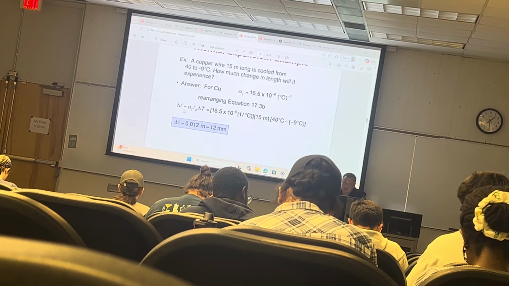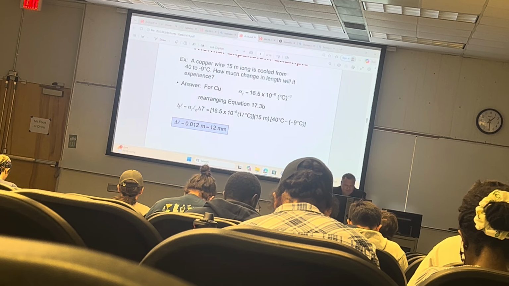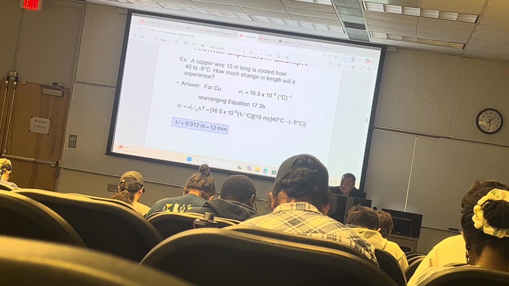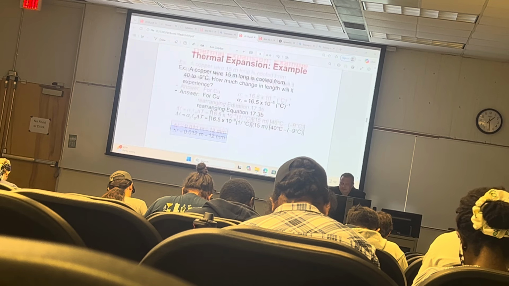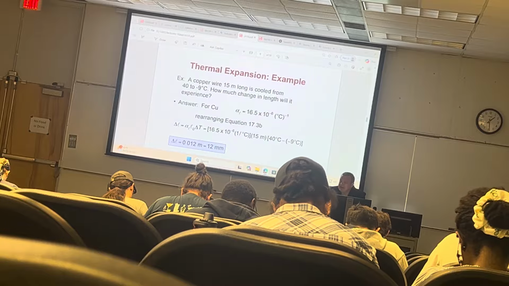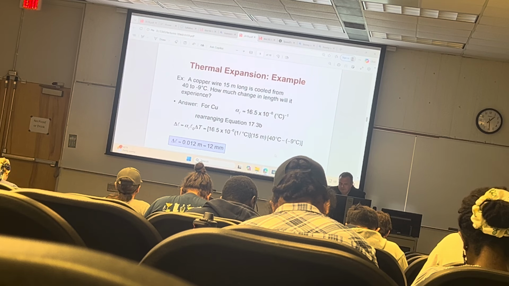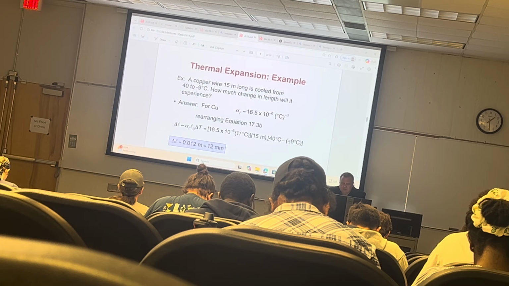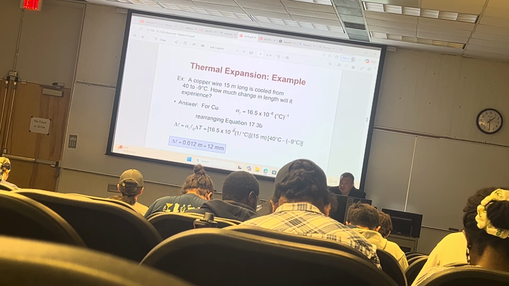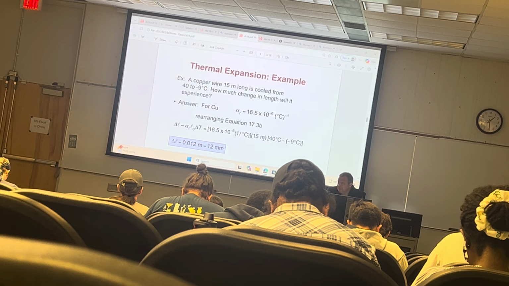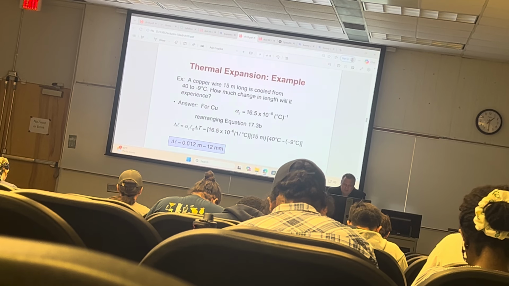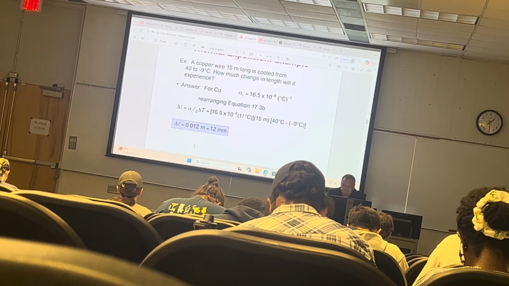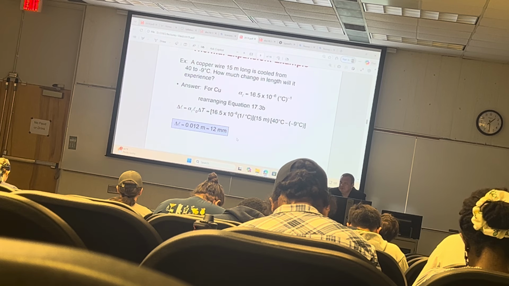So we can take the equation for the thermal expansion, and we can write that delta L is equal to alpha, the thermal expansion coefficient, times L0, where L0 is the original length, times delta T. Delta T from 40 to minus 9 is actually 49 degrees, because it's 40 plus 9. And then we get 16.5 times 10 to the negative 6 per degree times 15 meters, that's in SI units, times 49 degrees. That's going to give us 0.012 meters, which is equal to 12 millimeters.